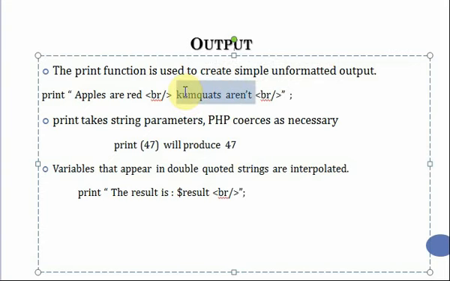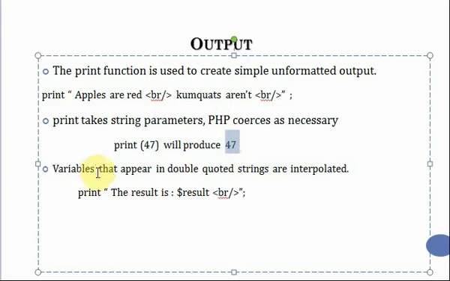So this is your next line. Okay, this is one way how you can use your print. Next, print takes string parameters. So you can also write print this way, that is print followed by an opening parenthesis, and you have written 47, so 47 will be printed as it is.